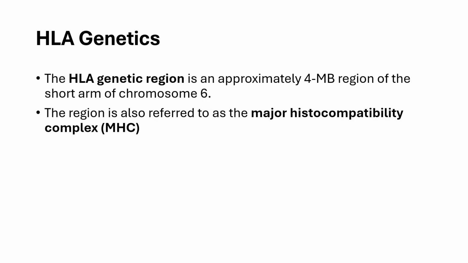For the genetics of HLA, the HLA genetic region is approximately 4 megabases in size. It is located on the short arm of chromosome 6. This region is also known as the major histocompatibility complex.